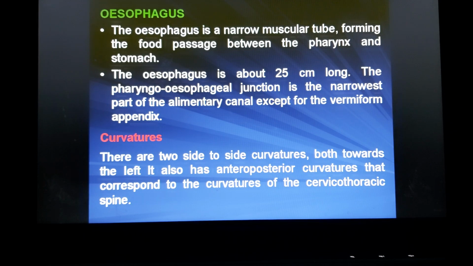Coming to the curvatures, it has two types of curvatures. One is side to side curvature, both are towards the left. It also has antero-posterior curvatures that correspond to the curvatures of the cervicothoracic spine.